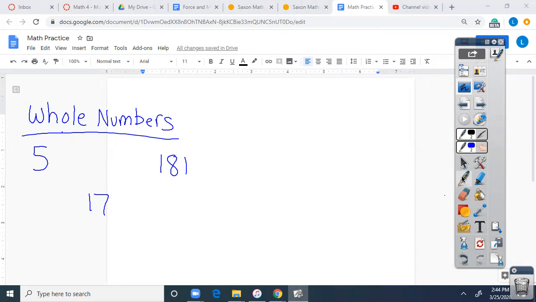You can say, I have 5 tacos. That means you have 5 whole tacos. I have 181 balloons. That means you have 181, right? You can't say I have 6.5 of something. That wouldn't be a whole number. That would be a fraction, or well, that would technically be a mixed number. Okay, so whole numbers, hopefully that makes sense.